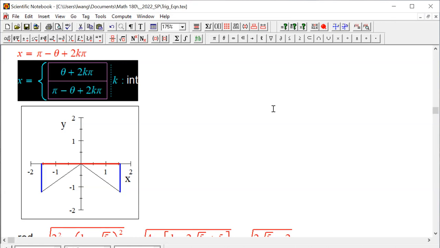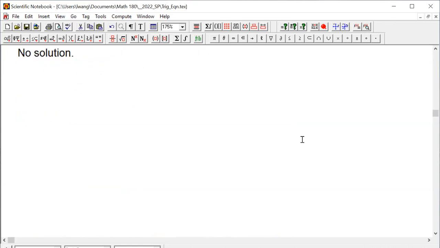I am looking at the homework questions, and I think I would do one more. This will be example number 10. Solve for x. And this one is sine 2x minus cosine x equals 0. Oops, sine 2x, sorry about that.